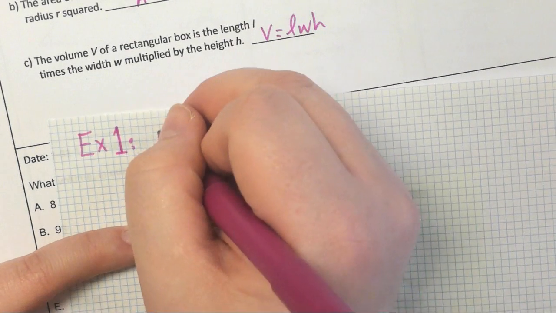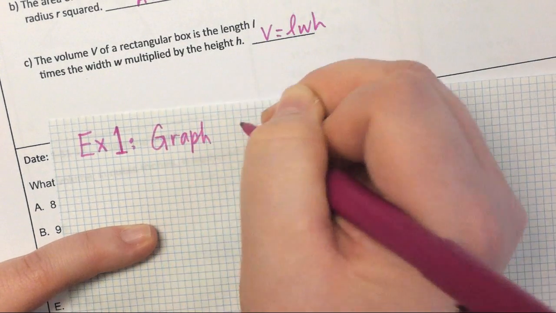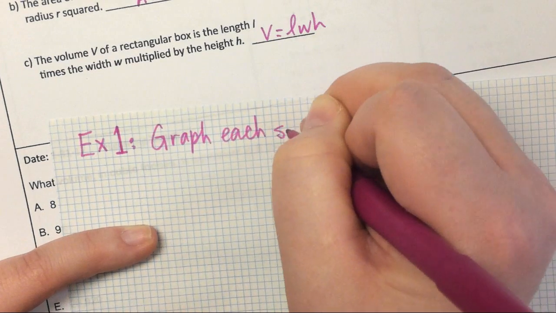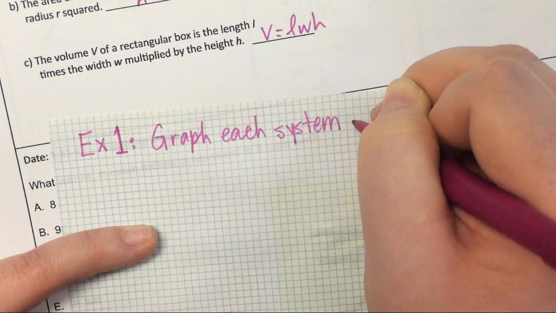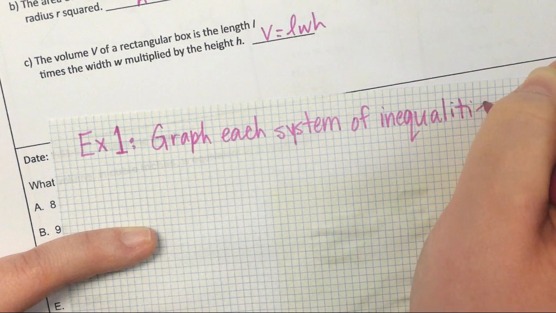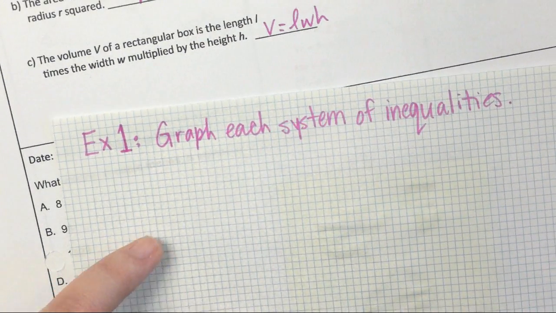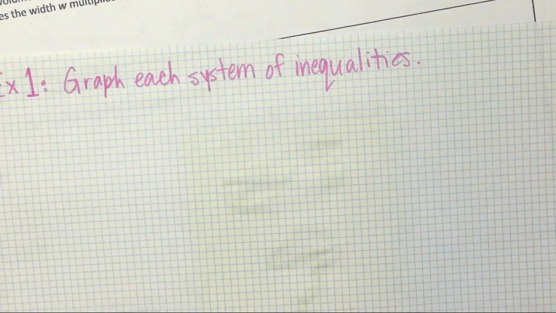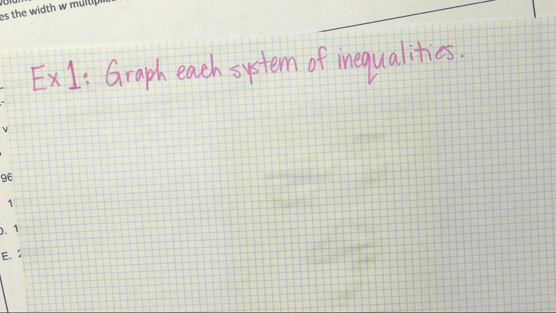Graph each system of inequalities. And now you should be scared, because all of a sudden your worst nightmare has come true. Because that word system means what you think it means. What does it mean we're going to be doing? How many? There's going to be 2. We're going to have to graph 2 at the same time.